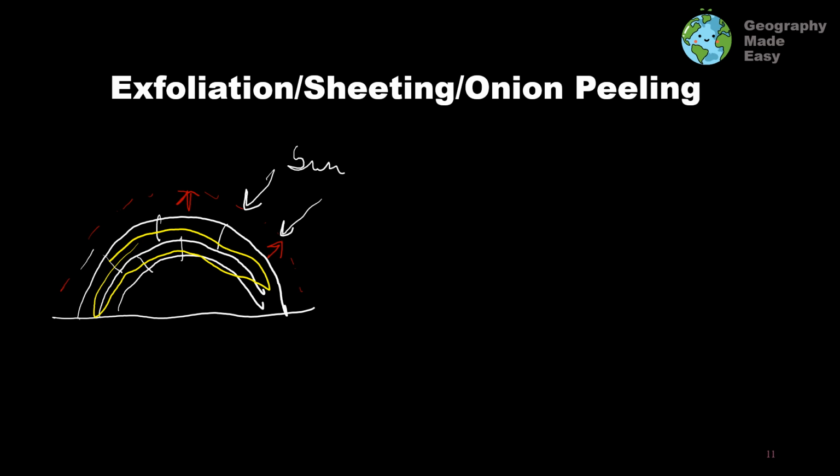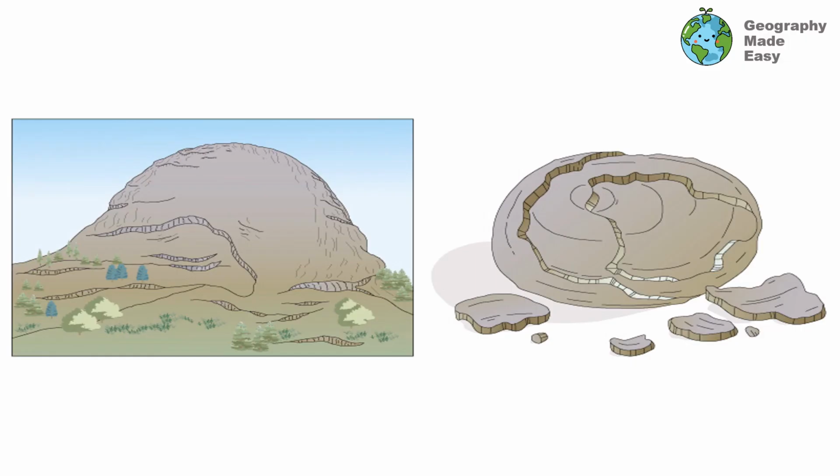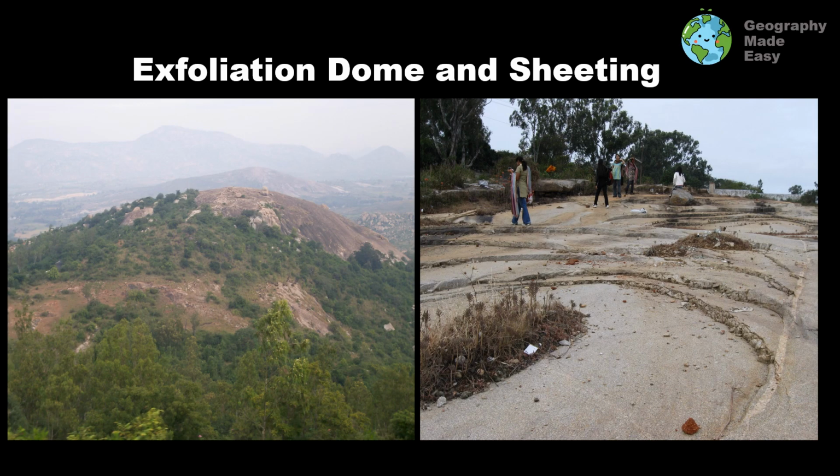So just like in an onion, we can take out the layers of the rock one by one. We can peel off the layers. So similarly, we can also exfoliate the rock. So this is the diagram where we can see that exfoliation is taking place, where the layers of the rocks are slowly getting removed and the surface or the core of the rock is getting exposed.